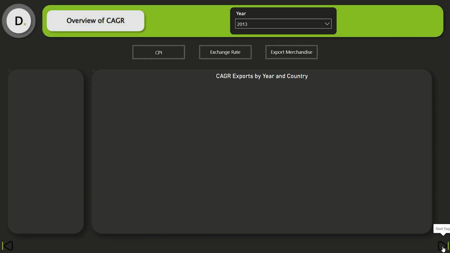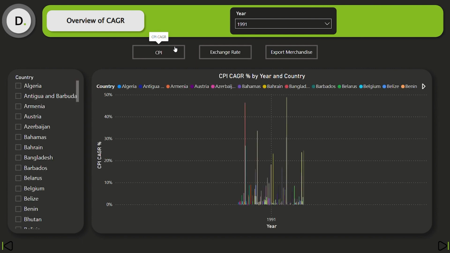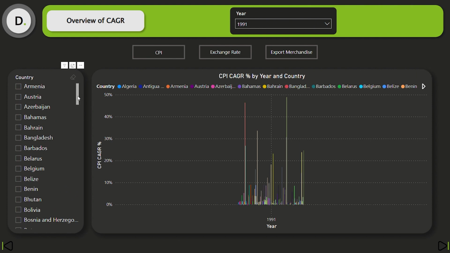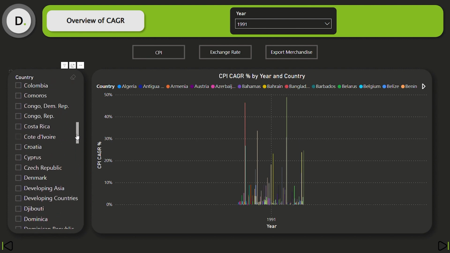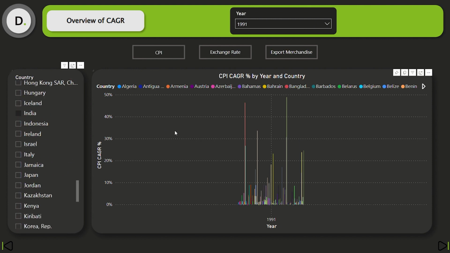In the same way, let's move on to our next page, which tells us the CAGR, compound annual growth rate, of a country. Now, we can have a look at this. First, let's just have a look at CPI. We'll measure the CPI of, let's take another example, it will be India, right?